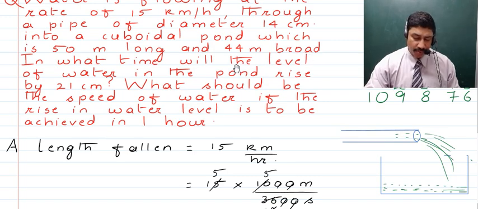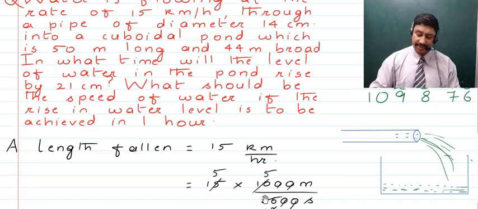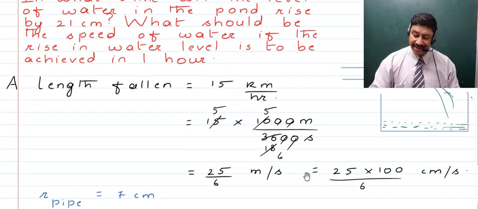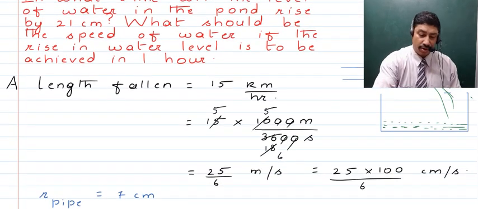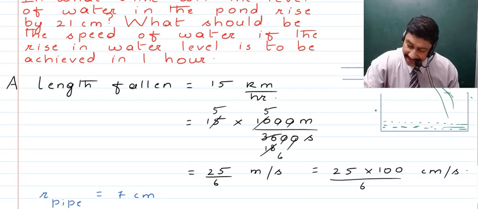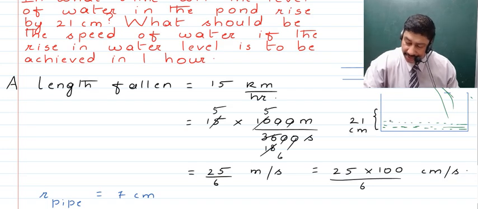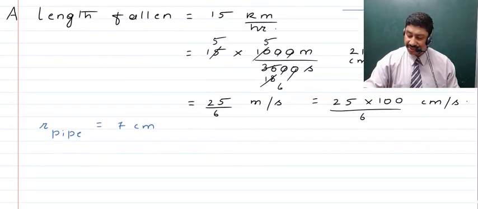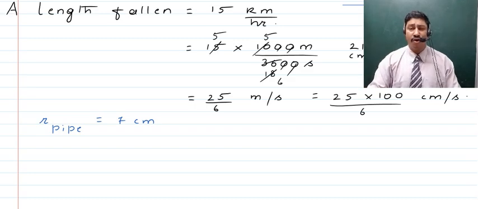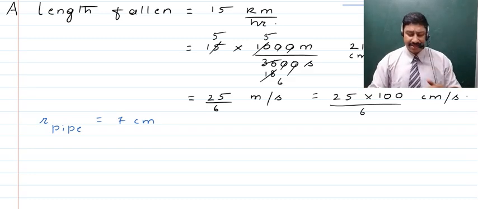In what time will the level of water in the pond rise by 21 centimeters? So we've also been given the rise in the level of water, and rise in the level of water, let's say it reaches up to here, right, has been given to you to be 21 centimeters, and this we are going to use in finding out the volume of water which is there in the cuboid.